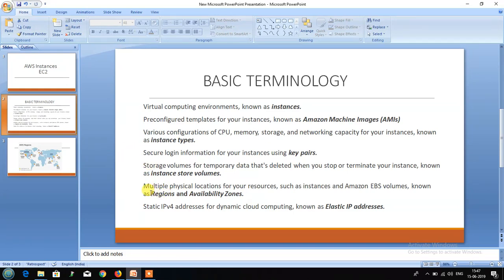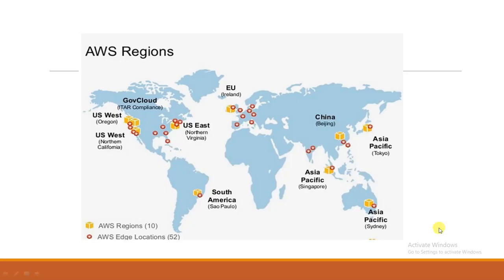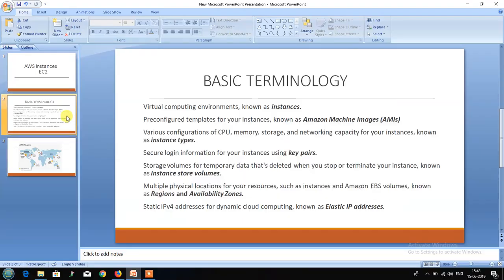Okay, so here I was talking about regions and availability zones. So I have this third slide. This slide shows the AWS regions, that is the AWS geolocations and their edge locations. Right now we are in Asia Pacific, so here you can see the Mumbai zone. In Mumbai we have availability zones where we will be creating our instances.